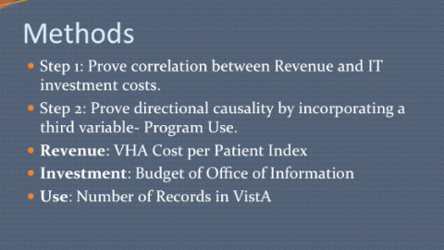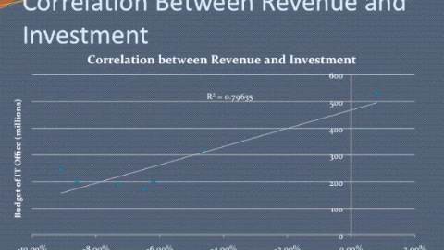The first step in observed objective analysis is to prove correlation between increased revenue and IT investment. The second step will be to prove directional causality by incorporating a third variable, program use. These methods will be illustrated through scatter plots in the following slides. This is a scatter plot diagram relating revenue and investment cost. From the R-squared value shown, 0.796, we were able to prove that revenue correlates to investment by taking the square root.